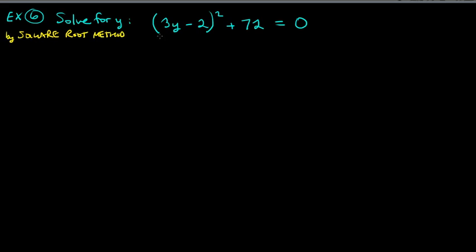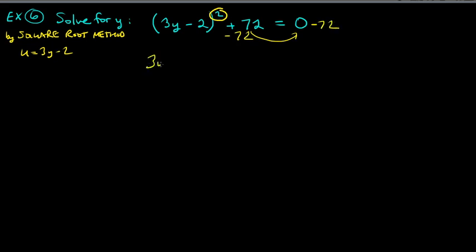So all of this here is my u. My u is just 3y minus 2. We're not going to multiply this out, we're just going to leave it as 3y minus 2 squared. Now, in order to get rid of the square, we would take the square root of both sides, but notice the number here is on the wrong side. We need to subtract 72 from both sides.